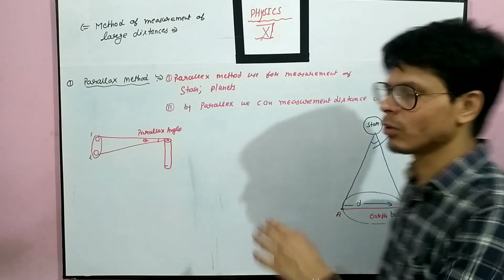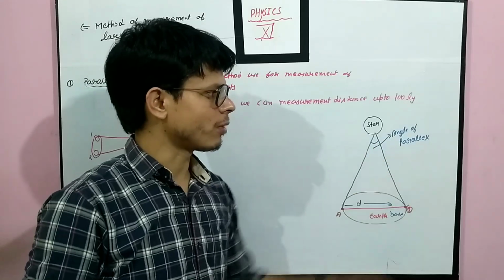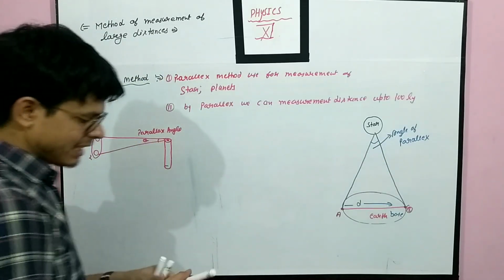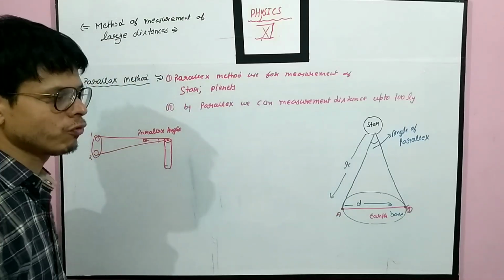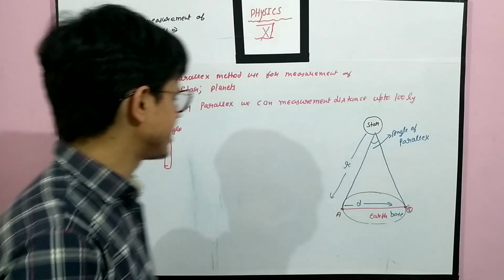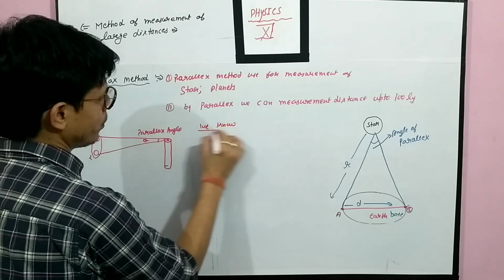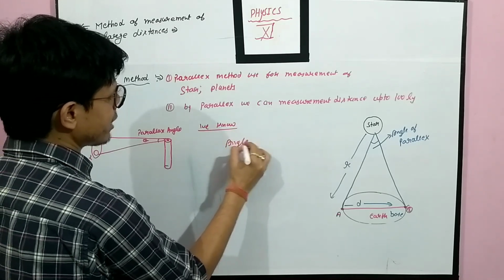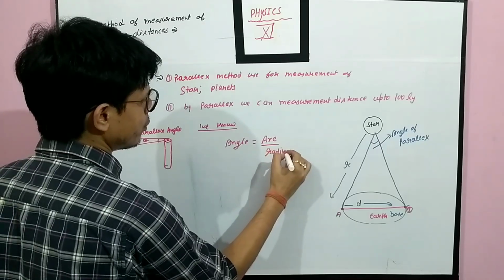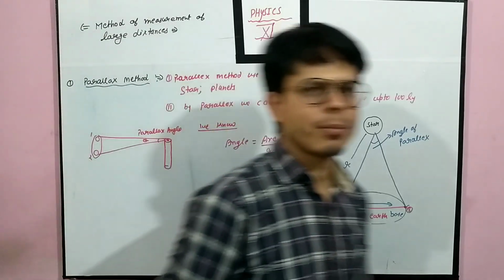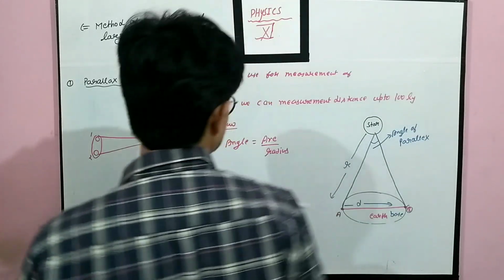So for the parallax method, you will take 2 near points at the place from where you want to observe. Then you will measure that angle, called the parallax angle, and let the distance we wish to find be r. Let this distance be r. Then we know that angle equals arc upon radius. This is a plane angle, and it is like an arc, so we can use angle equals arc upon radius.